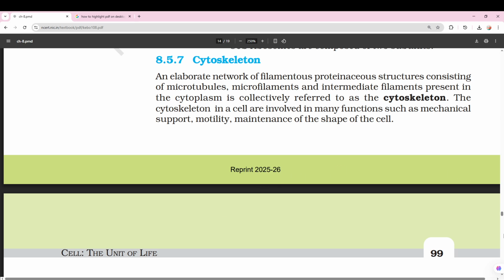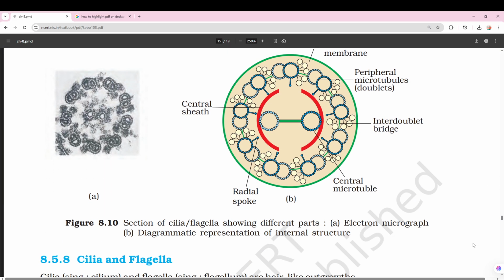Cytoskeleton. An elaborate network of filamentous proteinaceous structures consisting of microtubules, microfilaments, and intermediate filaments present in the cytoplasm is collectively referred to as the cytoskeleton. The cytoskeleton in a cell is involved in many functions such as mechanical support, motility, and maintenance of the shape of the cell.